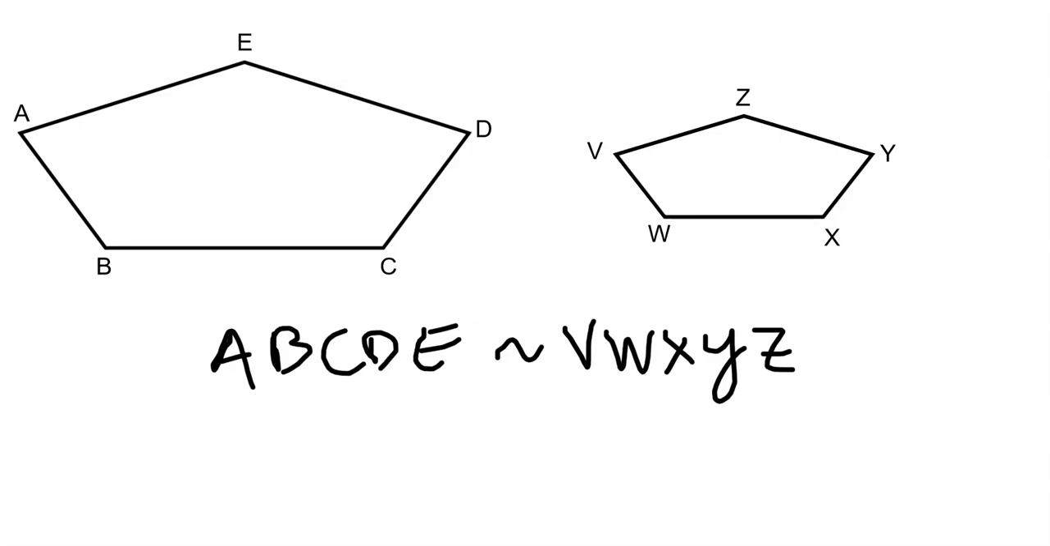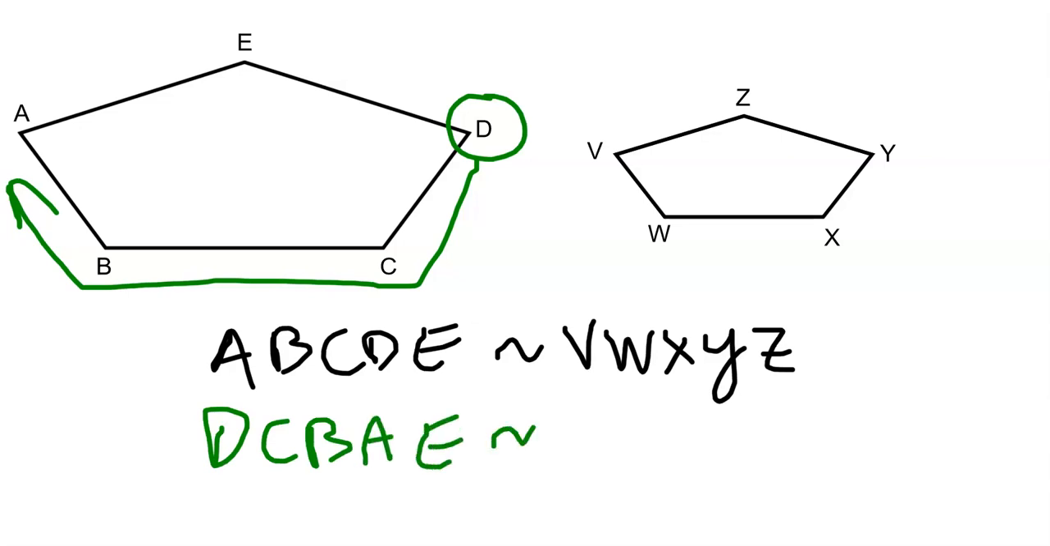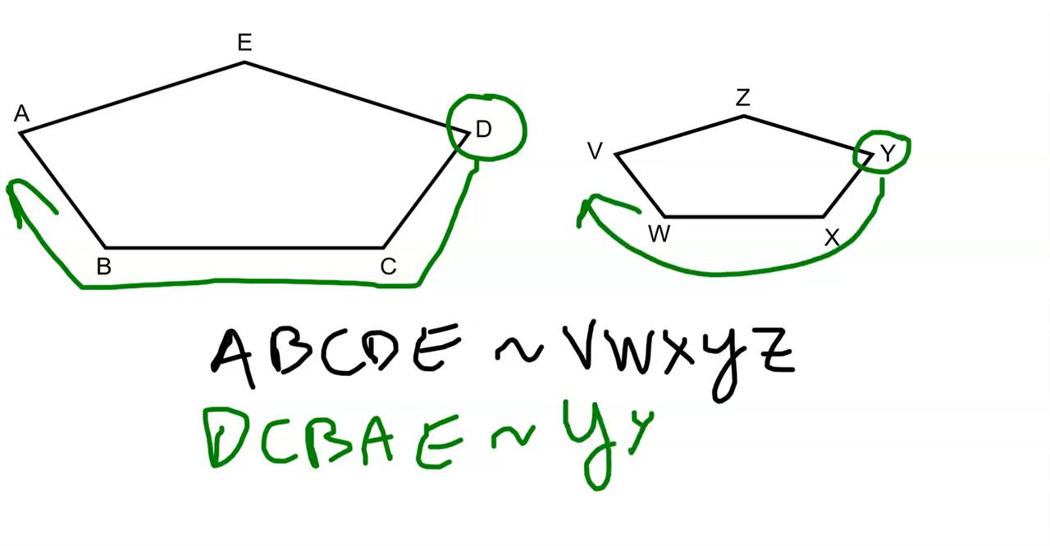those relationships. But in the same way, we could move starting with D and move around the pentagon that way, and we could name that pentagon DCBAE, a totally fine name for the pentagon on the left. In order to name the similar pentagon on the right, though, we would have to start with the point that is corresponding to D, which is Y, and move around the pentagon in the same way and call that YXWVZ. Many different names for similar figures.